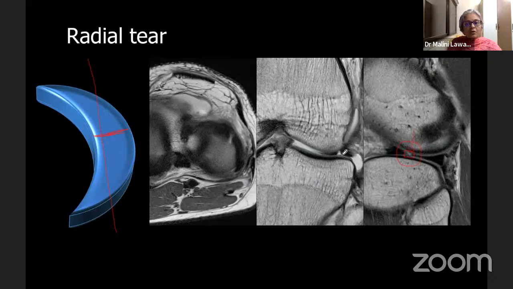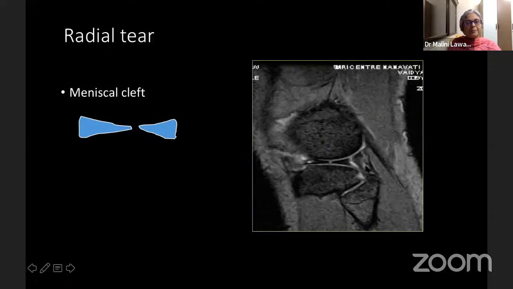How do we see it on the coronal images? Again, you can see this small cleft-like appearance. Radial image, if you can see the meniscus here. So posterior horn is not included in this section. It has not been covered because, as I said, it may not come in one section. This is the meniscus, and you can clearly see this radial tear here. So axial images help us to confirm what we are seeing on sagittal and coronal.